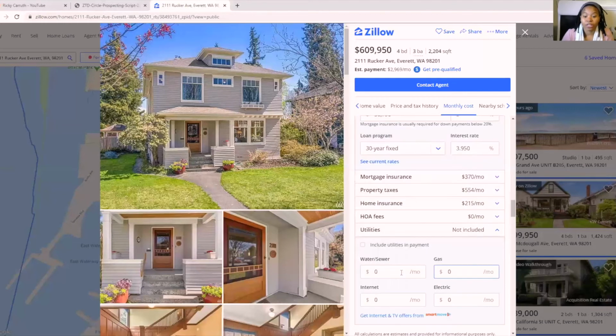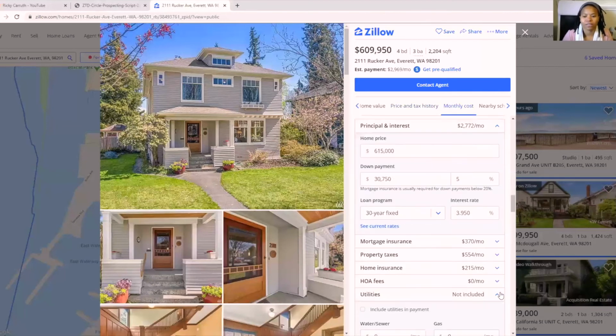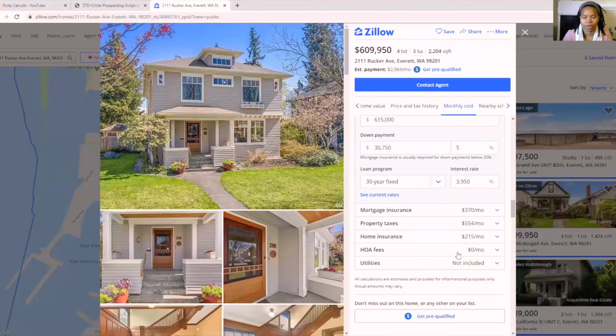So here's the thing, you could use this. You could estimate because you want to know maybe the total payment. So if you were to do a little more research and you had the time, you could probably find out, okay, what do they typically pay? You can contact the agent. What do they typically pay for water, sewer? What do they typically pay for gas? What's internet costs? What's usually the electrical? And then you can get kind of like a total monthly cost on the property, okay?